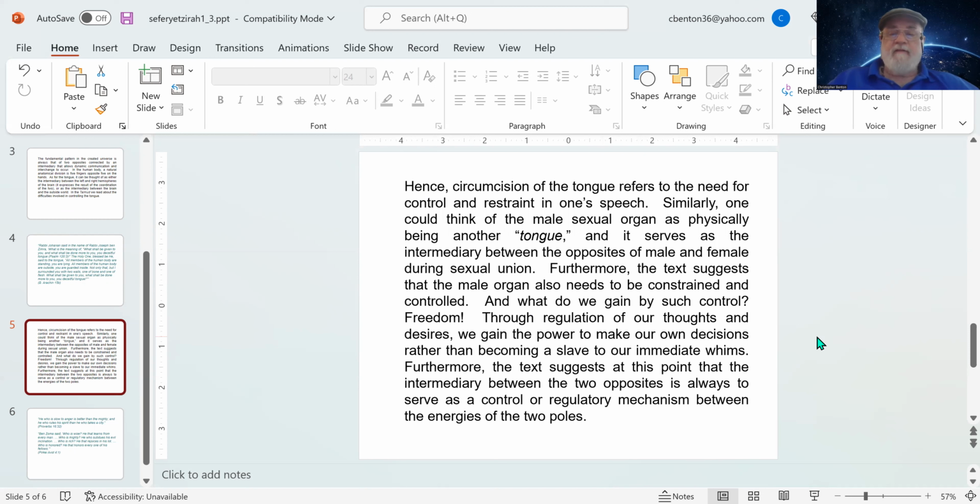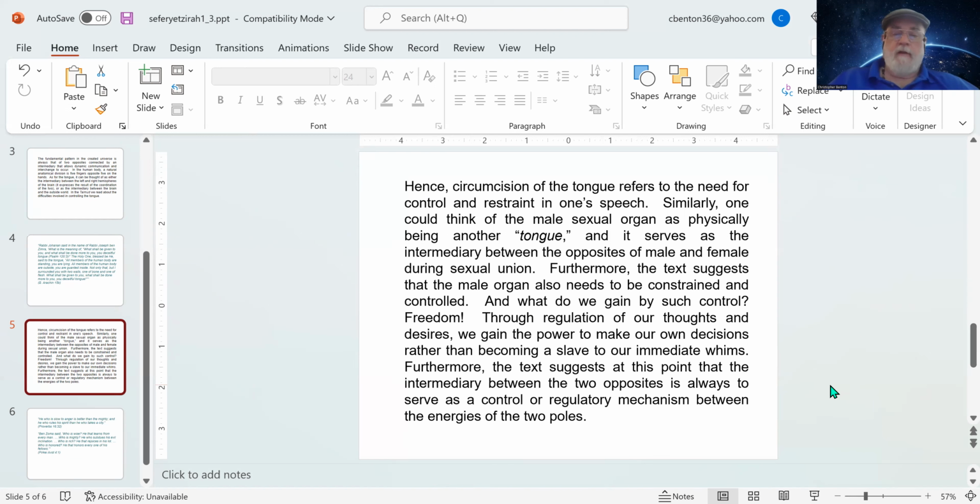Furthermore, the text suggests at this point that the intermediary between the two opposites is always to serve as a control or regulatory mechanism between the energies of the two poles. We often think of freedom as being able to do whatever the heck we want to do. But actually, it's more complicated than that. If we don't have control over ourselves, we don't really have freedom. We're being controlled by our desires, by our whims. Not that desires and whims are necessarily bad, but we do need to be able to say no to them at some times. And that is what control gives us.